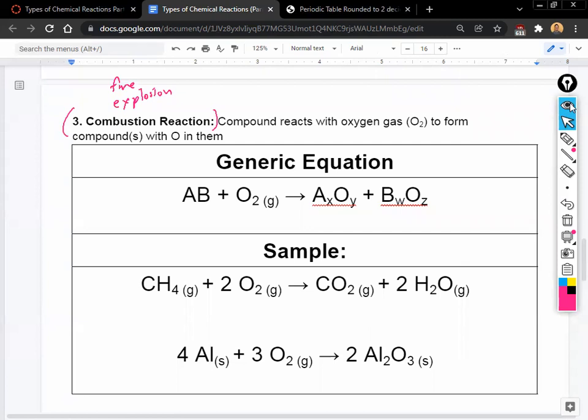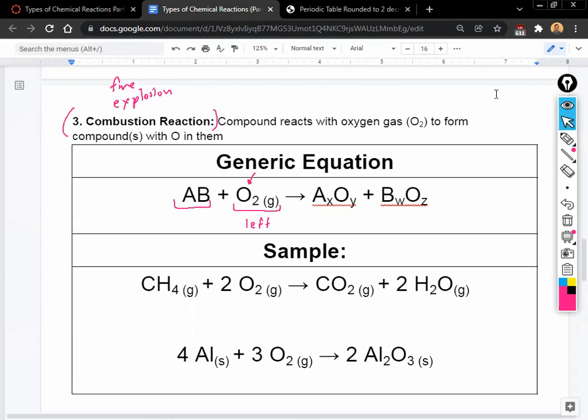So the last type we're going to go over today is combustion. And combustion is very easy to identify because all you need to do is see O2 gas on the left side with something else. So if there's two things on the left side and one of them is O2, you know that it's going to be combustion. Okay.